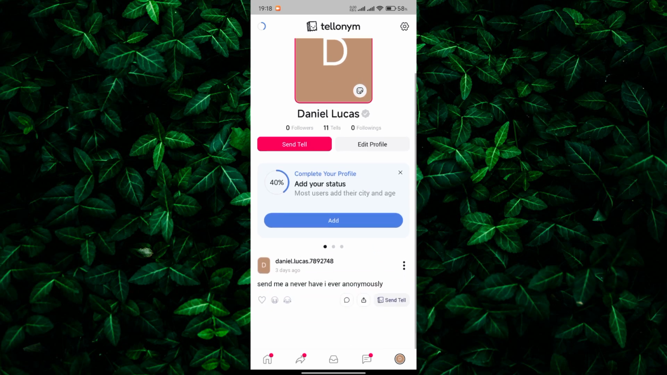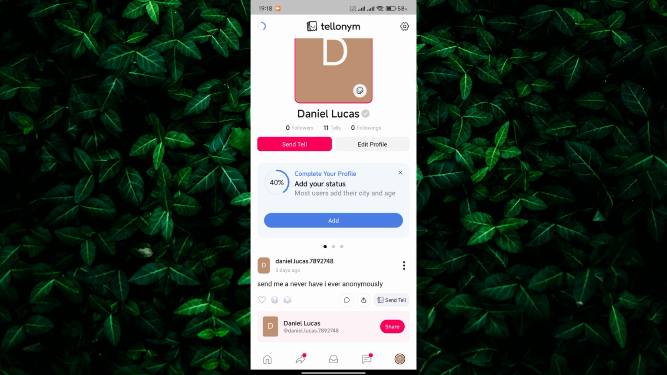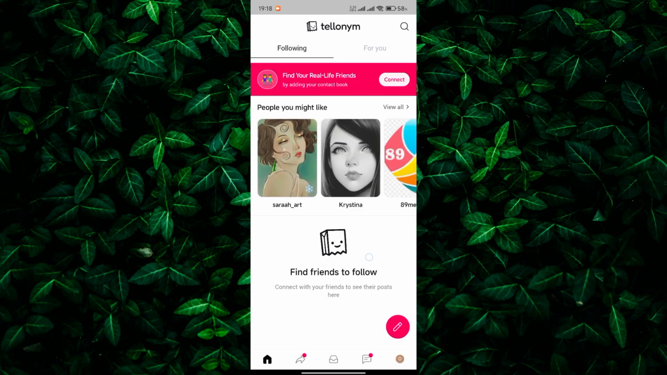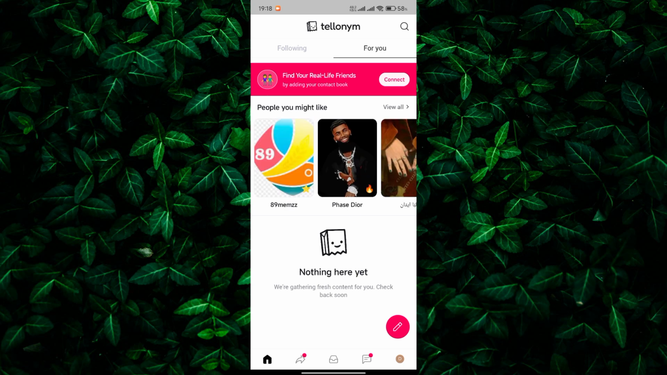Does that mean Tellonym is useless? Absolutely not. The anonymity can be a lot of fun. You can use it to get brutally honest feedback from friends, have fun Q&A sessions with your followers, or even spark interesting discussions. Remember, Tellonym is all about having fun and sparking conversations. Embrace the mystery and enjoy the ride.